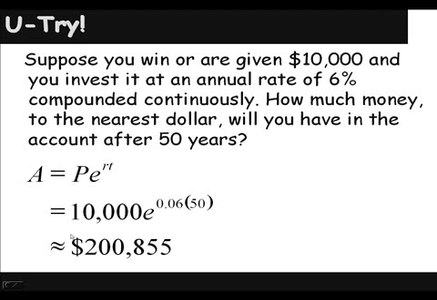A equals Pe to the rt, 10,000, e to the 6% times 50 years, there's 200 grand plus. From 10,000, it really, really grew. Time does that, and compounding does that. Compounding over time.